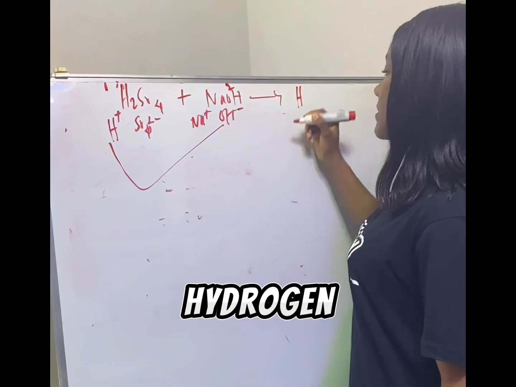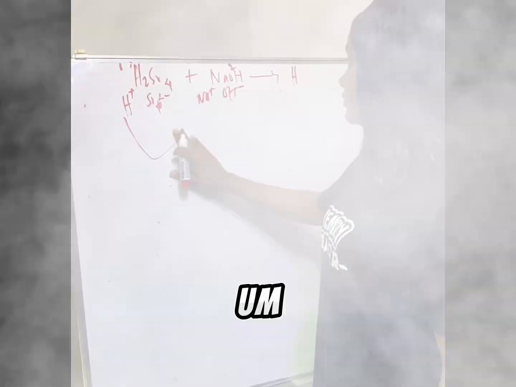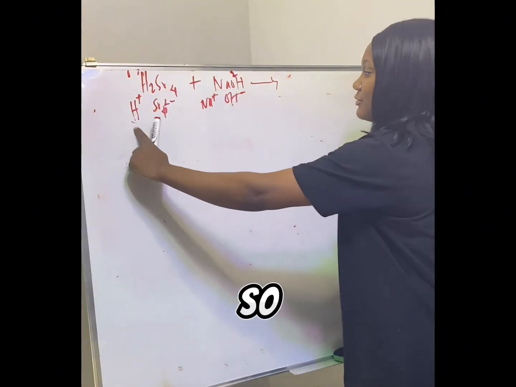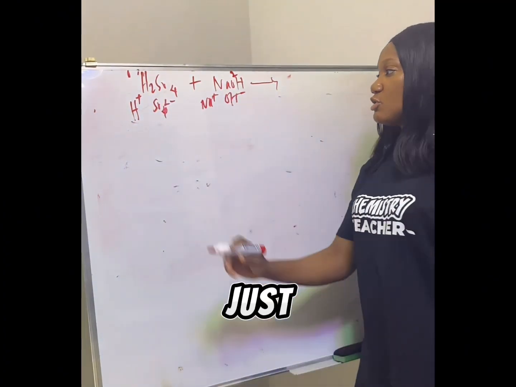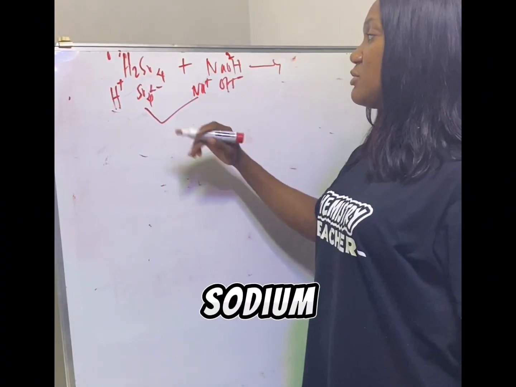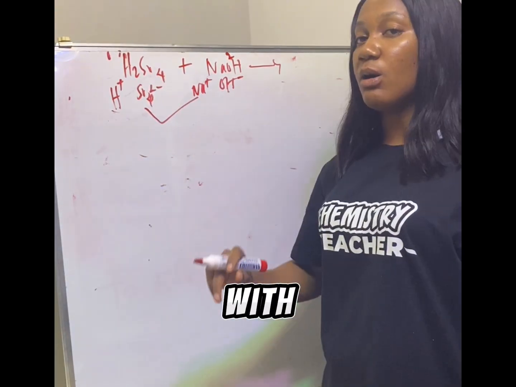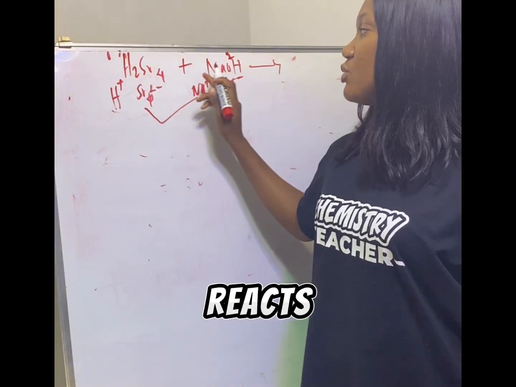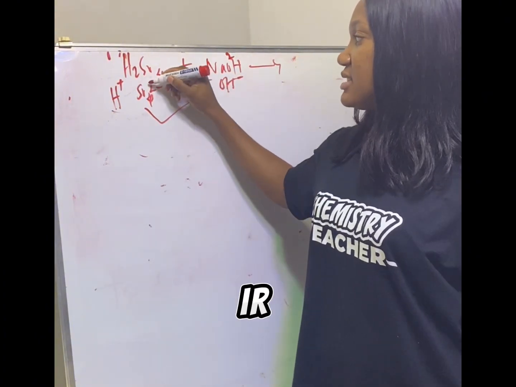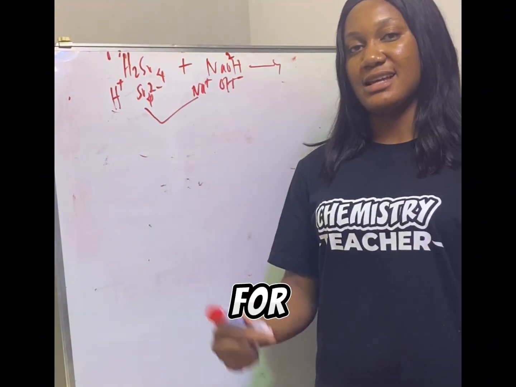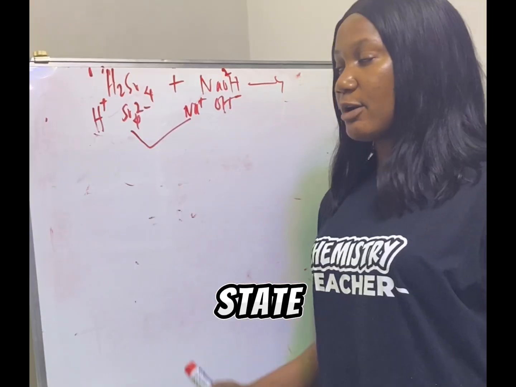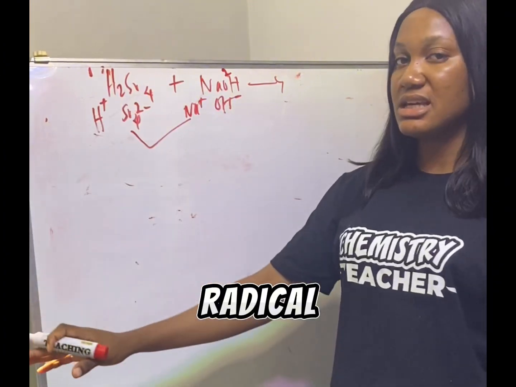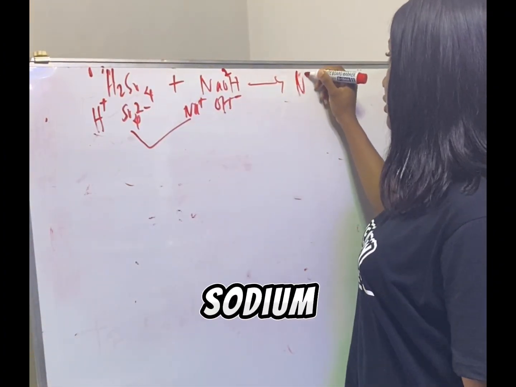I would have started from water, but I just wanted to show you something. So we're going to start from sodium. Sodium is going to react with this radical. Remember that when this reacts, they are going to exchange their oxidation state. Sodium has an oxidation state of 1. In a compound, we start from the positive element or radical, then we go down to the negative. So we're going to start from sodium. So we're going to write sodium here.